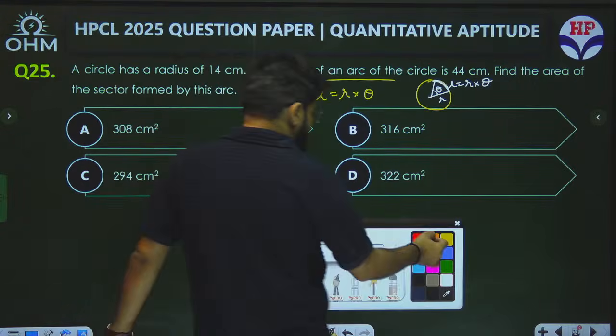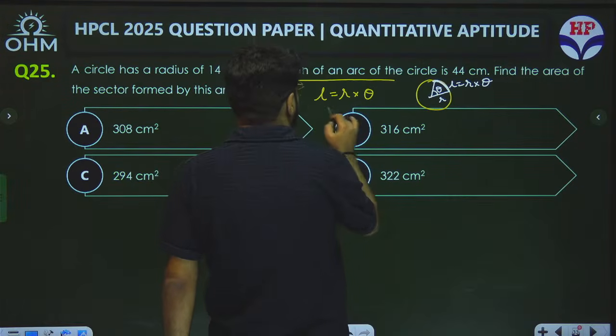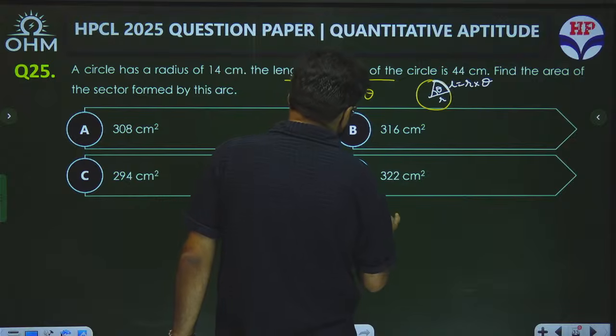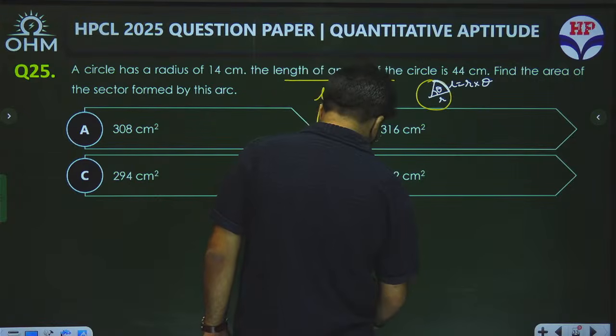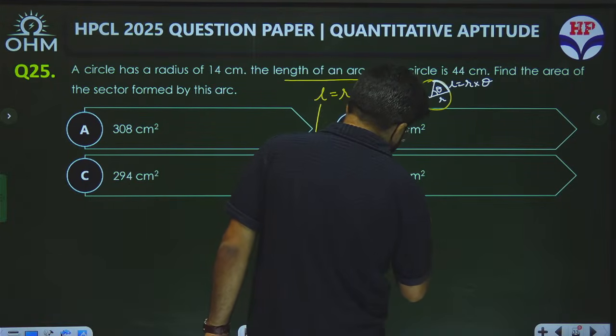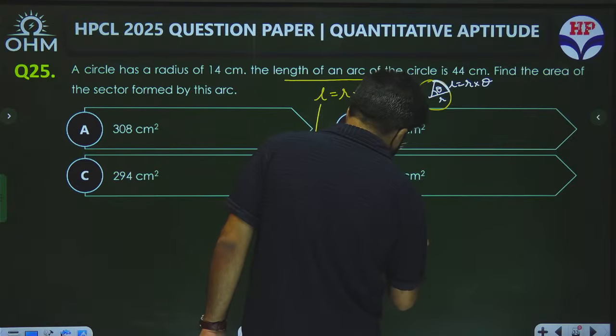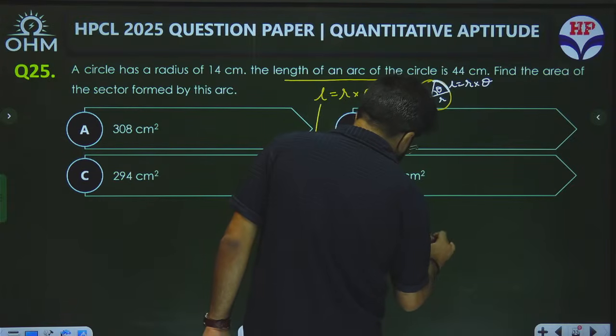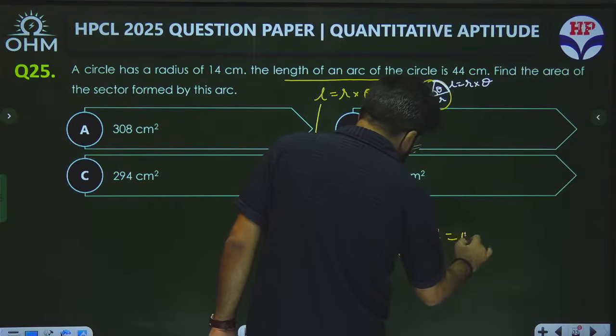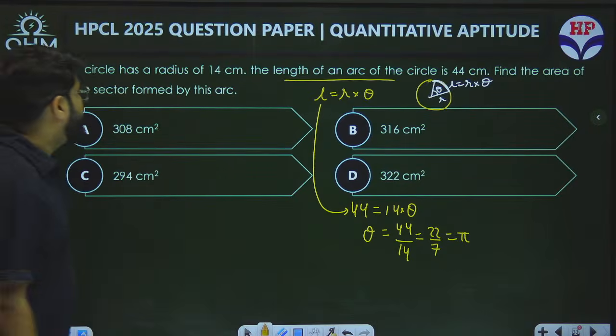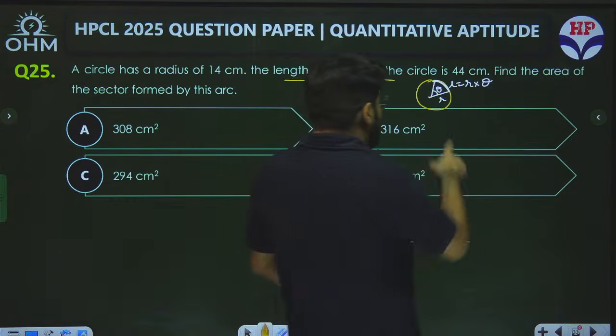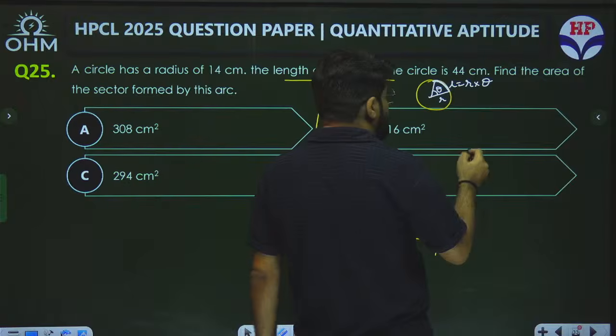So if I just use this calculation, length 44 is equal to radius 14 into theta. So what is theta? It is 44 by 14. If you cancel 2, it is 22 by 7, which is nothing but pi. The theta is pi. Now find the area. If theta is actually pi, it makes a semicircle, 180 degrees.